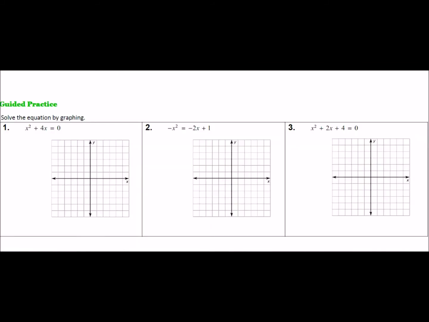For the guided practice, we're going to solve the equation by graphing. And notice again, this is already in standard form, and I would factor this. Now, I know you can use Desmos, but I'm trying to convince you guys to practice your algebra skills, okay? You can always check using Desmos.